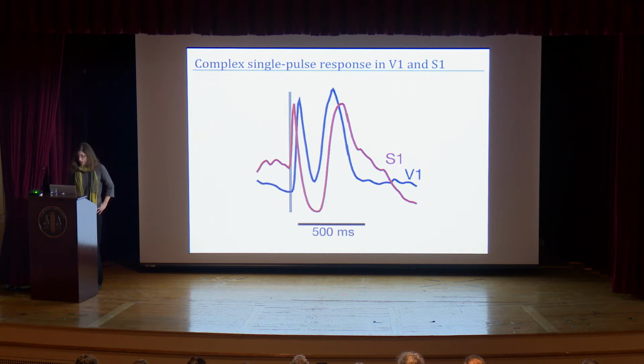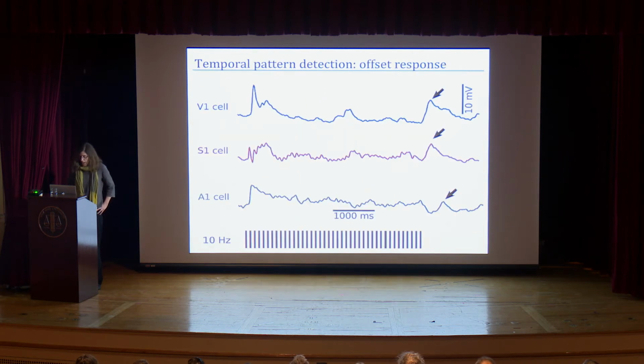We see that over and over again. You get this very complex single pulse response, both in V1 and S1, and I'll show you later why I'm not really focusing anymore on A1. So we also saw, some of you would have noticed, that at the end of this long train of 10 Hertz pulses, you very frequently get this off response. So there's a large kind of rebound response at the end of the sequence.